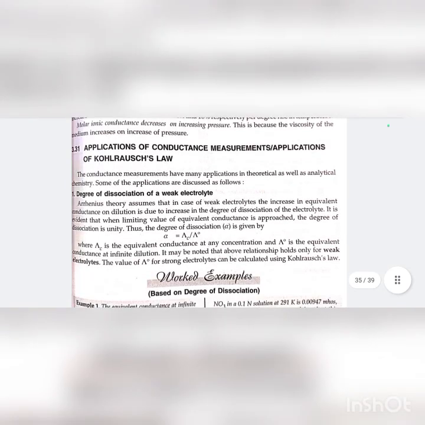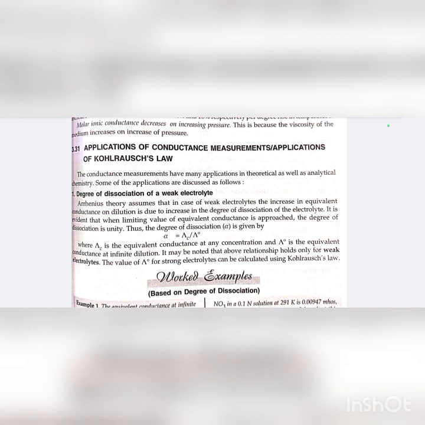Now, here are some applications of Kohlrausch's law. The conductance measurements have many applications in theoretical as well as analytical chemistry. Some of the applications are discussed as follows. First is the degree of dissociation of a weak electrolyte. Arrhenius theory assumes that in the case of weak electrolytes, the increase in equivalent conductance on dilution is due to the increase in the degree of dissociation of the electrolyte.